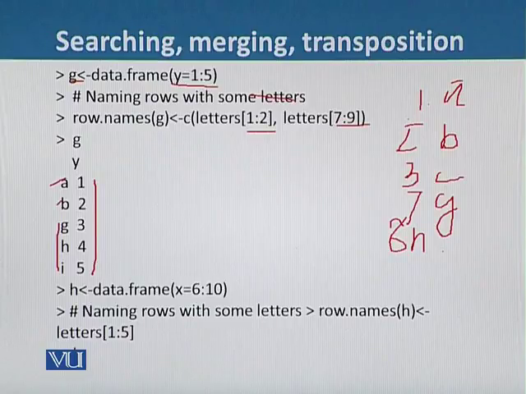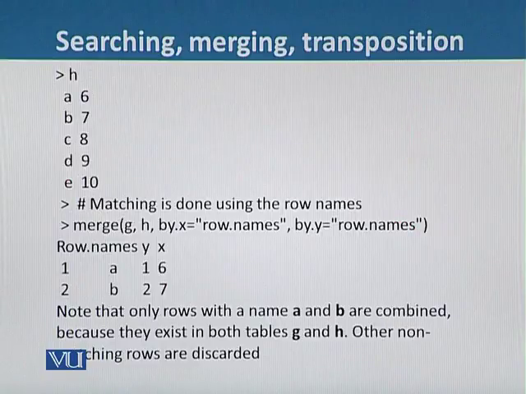So we have another table, that is H, and in this the value of X is 6 to 10. And we have to name the rows. It is 1 to 5. So it means 1 means A, 2 means B, 3 means C, 4 means D, and 5 means E. So here we can see this 6 to 10 is the X value and the letter value is 1 to 5, meaning A, B, C, D, E.